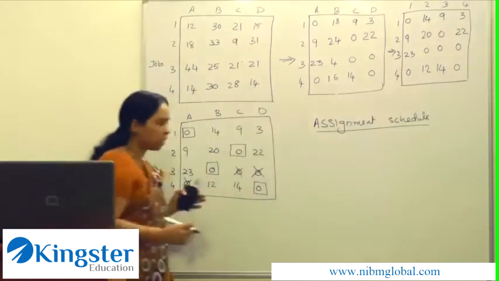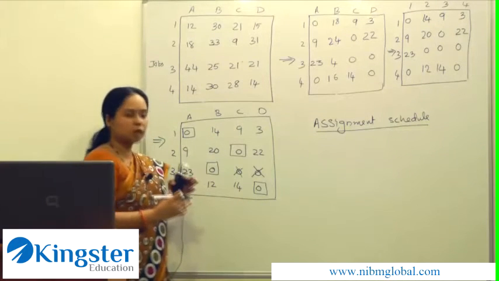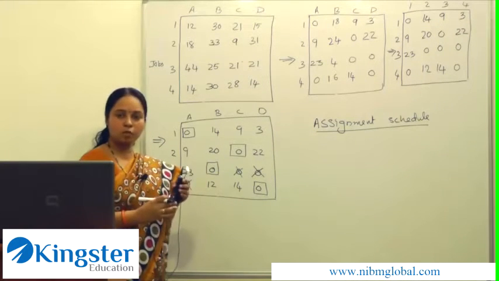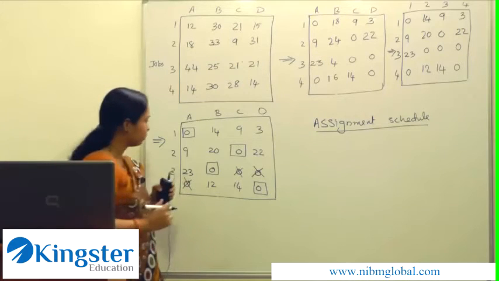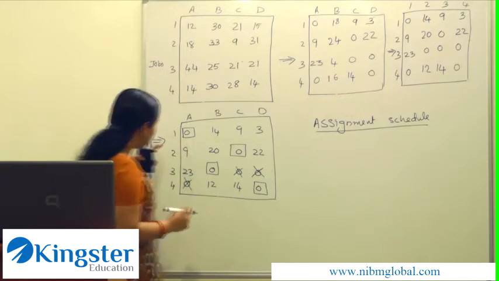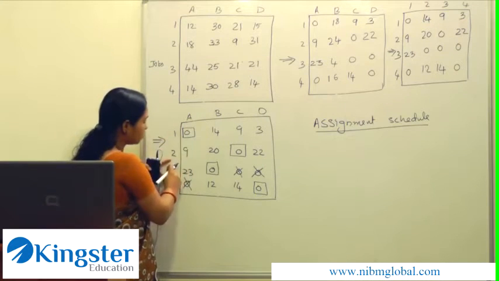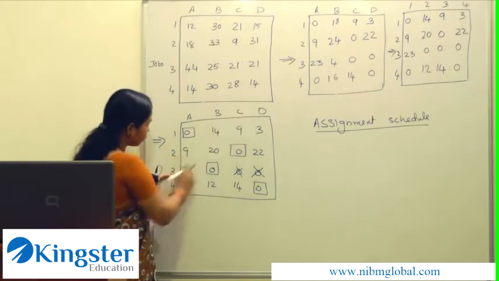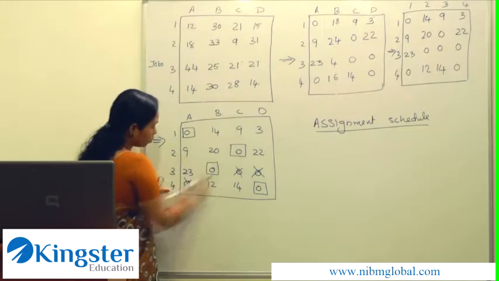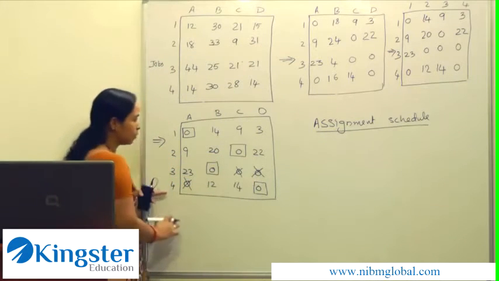Now, solving an assignment problem, we are supposed to write the assignment schedule as well as the cost of assignment. Here you can see that the first job is assigned to person A, second job is assigned to C, third job is assigned to B, and fourth job is assigned to D. This is the assignment schedule.